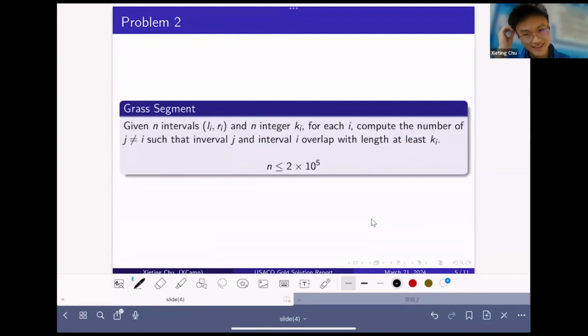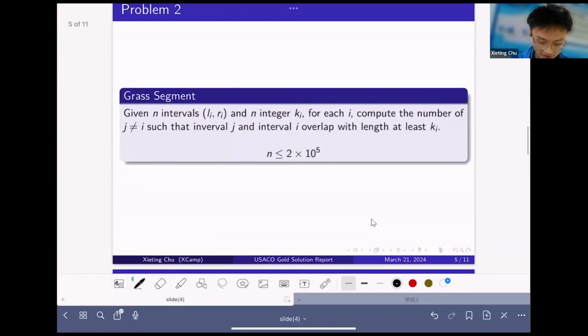And problem 2, I think, is the easiest problem in this context. This problem gives you n intervals [Li, Ri], and n integers Ki. It has the limitation that Ki is less than or equal to Ri minus Li plus 1, and Ki is greater than or equal to 1, I think. And for each i, you need to compute the number of j not equal to i, such that interval j and interval i overlap with length at least Ki.